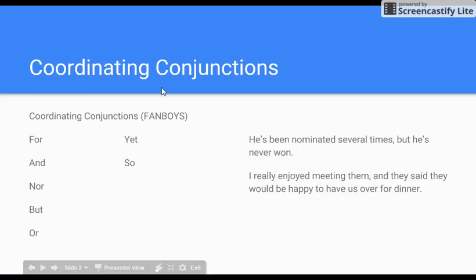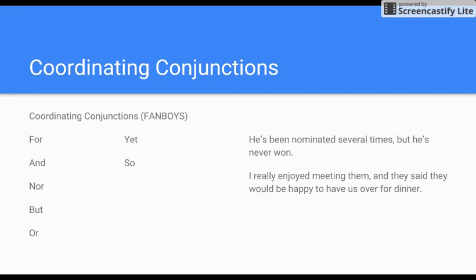Okay, so let's start with coordinating conjunctions. Coordinating conjunctions are connectors that connect two equal clauses. A clause is basically just a complete idea. So a normal sentence is a clause, but we can have more than one clause in a sentence, more than one idea in a sentence. And coordinating conjunctions connect two equal clauses.